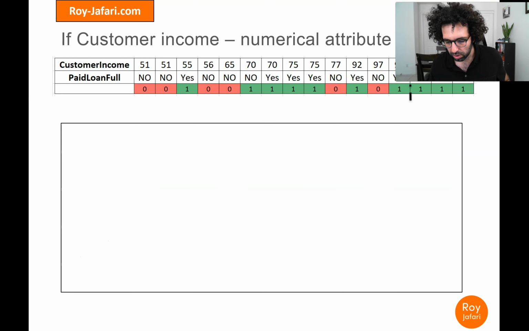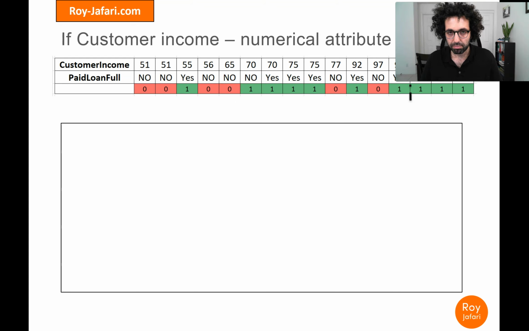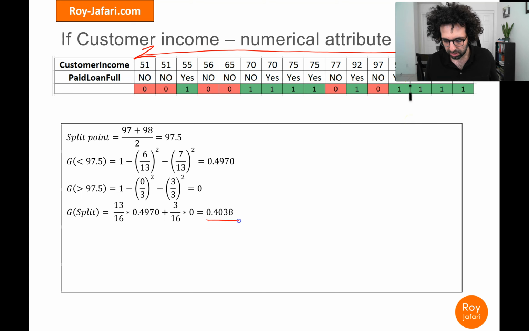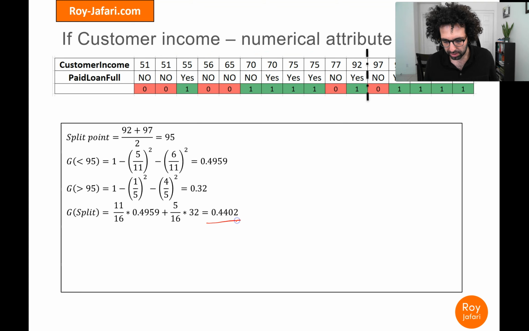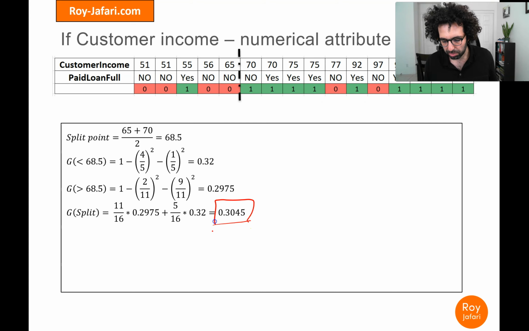So now we move to the customer income numerical attribute. Like I said, for the numerical attributes, we also have to find that cut. And the first thing we do, we sort our data. Pay attention, it's been sorted by customer income, right? We sort our data by customer income, and then we experiment with different cuts. If our cut were here, this would be the impurity of the split. If the cut were here, this would be the impurity of the split. So we just do experimentation, and it seems to be the best one. And yeah, so this was the best cut.